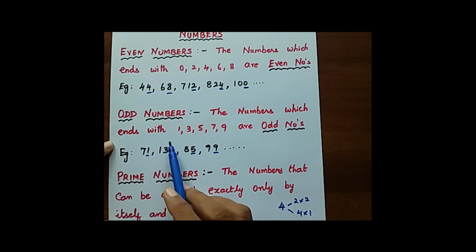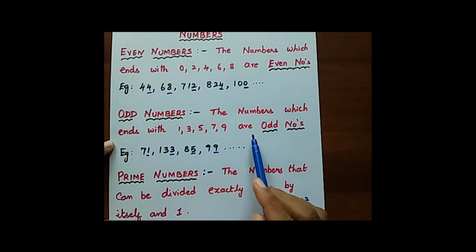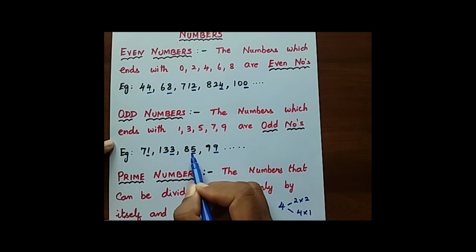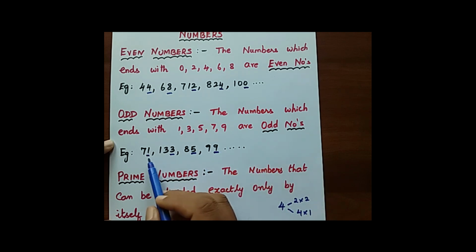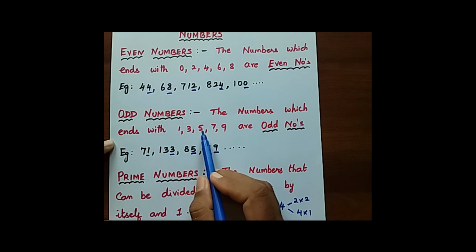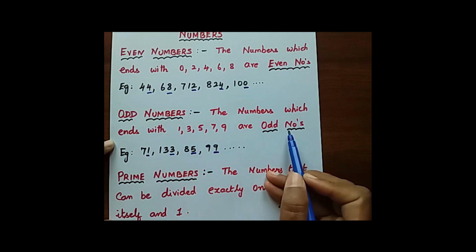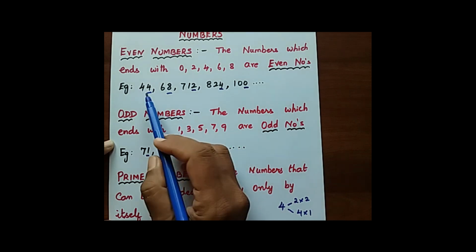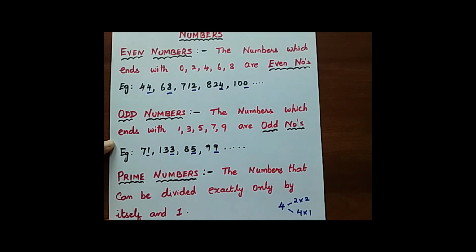The numbers which end with 1, 3, 5, 7 and 9 are odd numbers. So I am taking some numbers as examples: 71, 133, 85, 99. See these numbers in the unit place or ones place. Here it is 1, here it is 3, here it is 5 and here it is 9. So the numbers which end with 1, 3, 5, 7 and 9 are called odd numbers. We call these numbers odd numbers and we call those numbers even numbers. Okay.